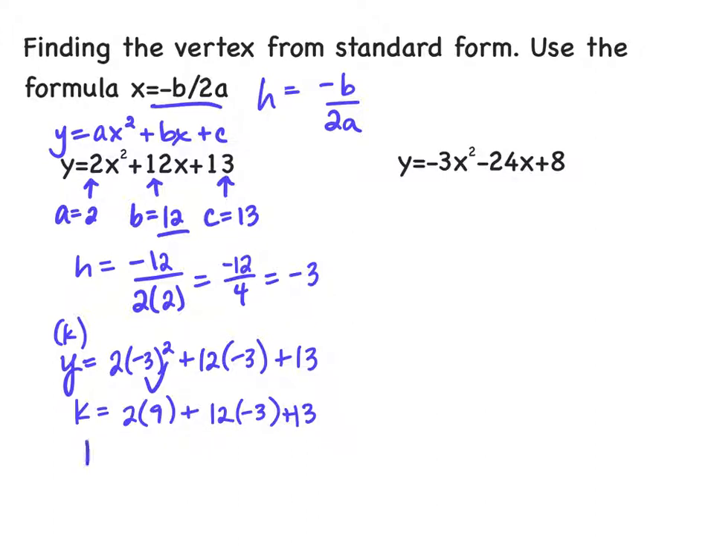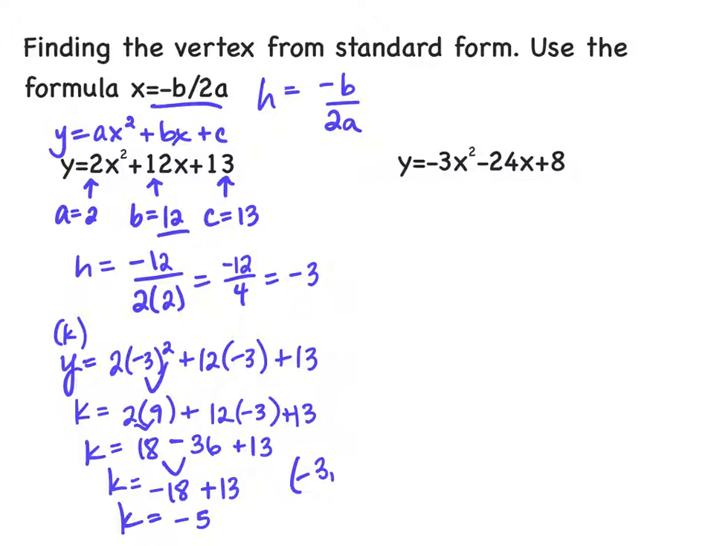All right. 18, my 2 times 9, minus 36, plus 13, negative 18, plus 13, is negative 5. So that is my k value, or my y value for my vertex. So I have a vertex here of negative 3, negative 5. Next one, next example anyway.